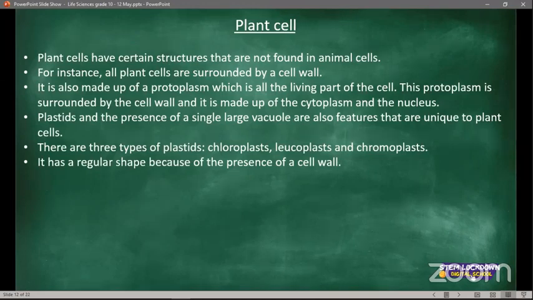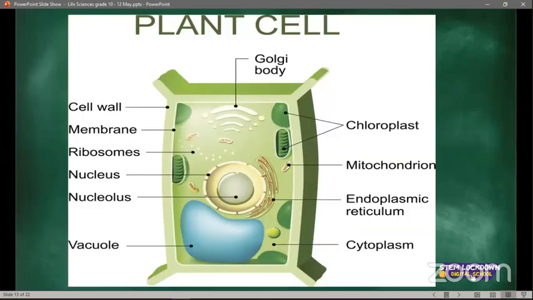Now there are three types of plastids, which are the chloroplast, and you are familiar with the chloroplast, the leucoplast and the chromoplast. Now the plant cell has a regular shape because of the presence of this cell wall. Remember we said cells have a regular or an irregular shape. So a plant cell has a regular shape because of the presence of a cell wall.